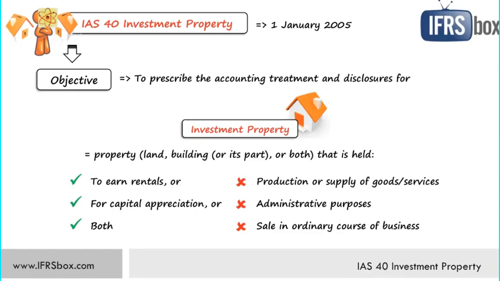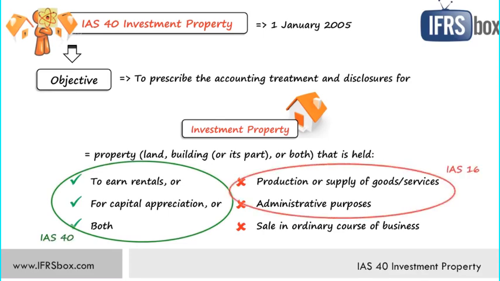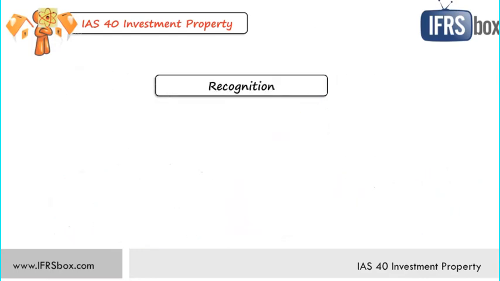So here you need to focus on the purpose. Why are you holding a building or land? How are you monetizing it? How do you make money from it? If it's the first three, then use IAS 40. If it's for production or admin purposes, use IAS 16, and in the last instance, use IAS 2 in most cases. Let's talk about when to recognize investment property in your financial statements.